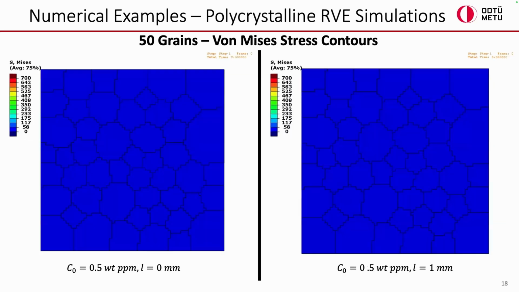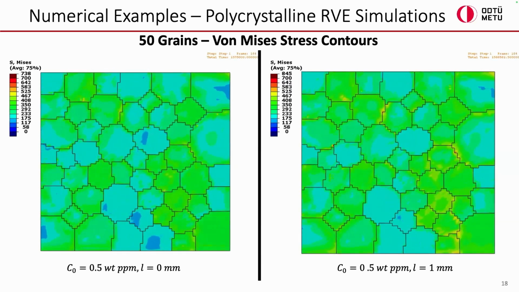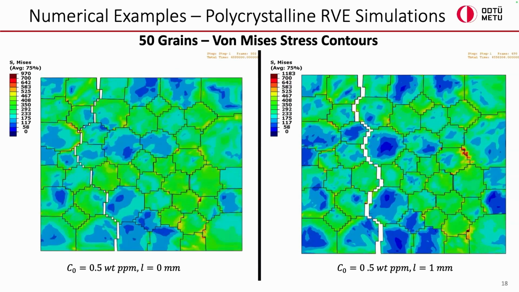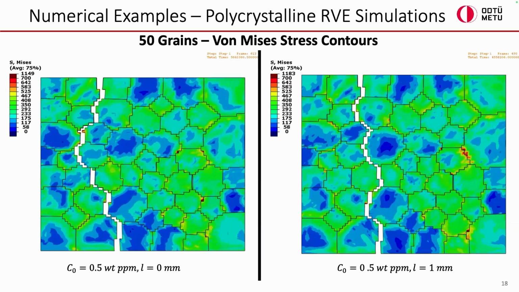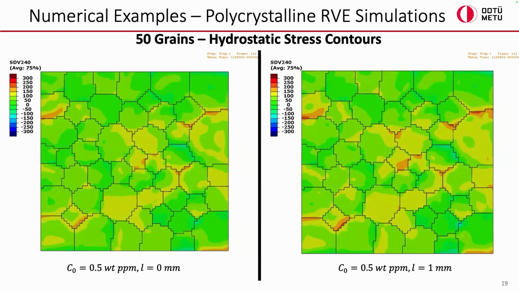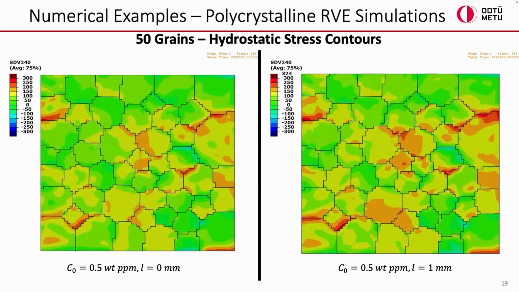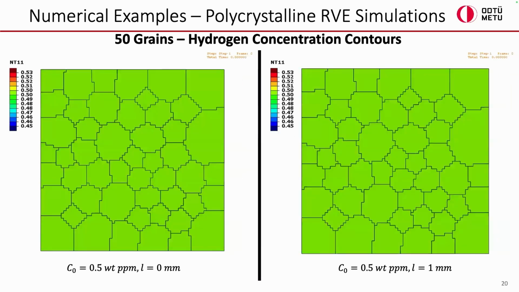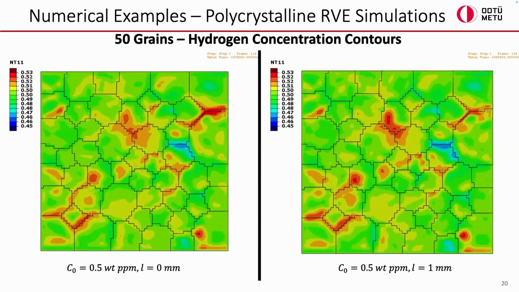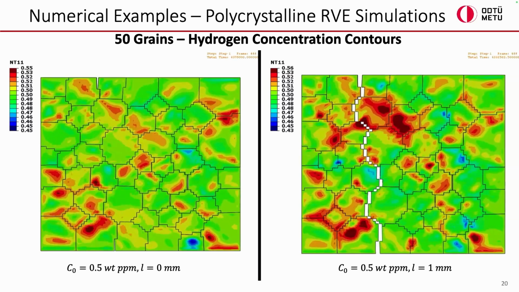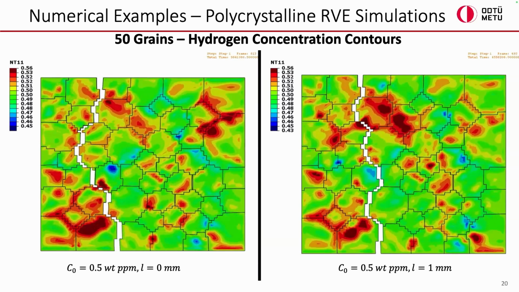And when we continue with the initial hydrogen concentration of 0.5, the results are a bit interesting, as the crack path is also changing between the local and non-local cases. And again, as we expected, the stress concentration is increased in the non-local model with the introduction of the internal length scale parameter, and the hydrostatic stress again is higher than in the local model. Then the hydrogen concentration contours, as we can see, just before the unloading occurring in the model, hydrogen concentrates more on the non-local model than the local model.